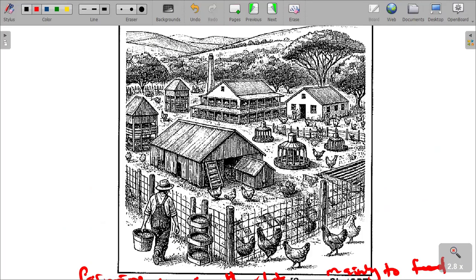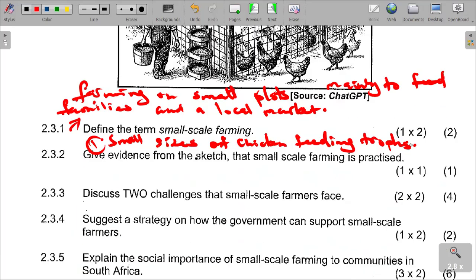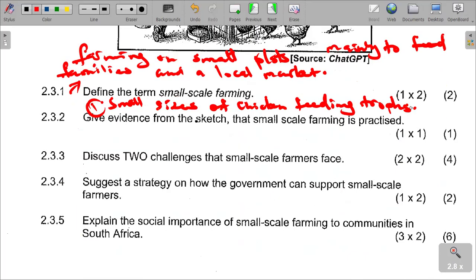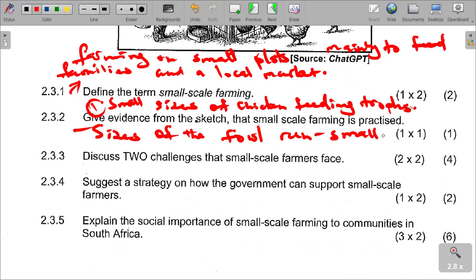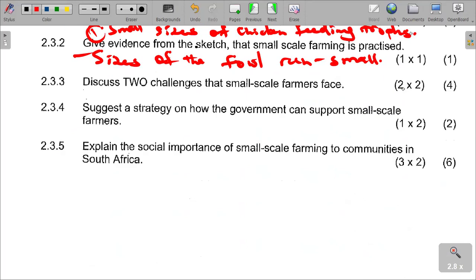We can also see the sizes of the fowl runs, which are small, and indicate small scale farming.